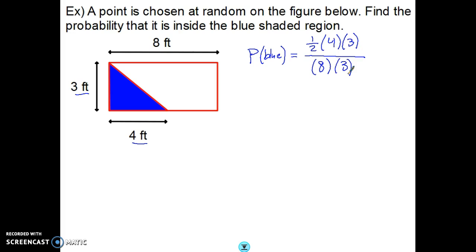So you can finish doing this math out. On the top, we will get 1/2 times 4 times 3 is just 6. And in the bottom, we have 8 times 3 is 24. So the probability of hitting the blue shaded region is just 6 over 24, which is actually 1/4 again.